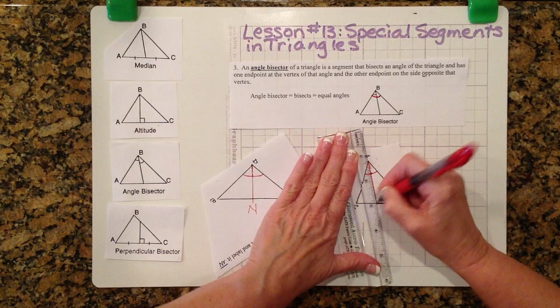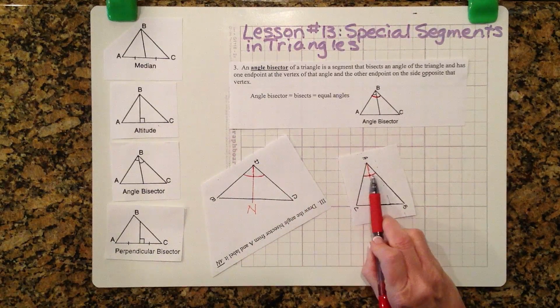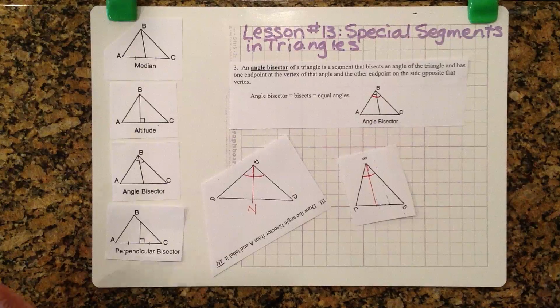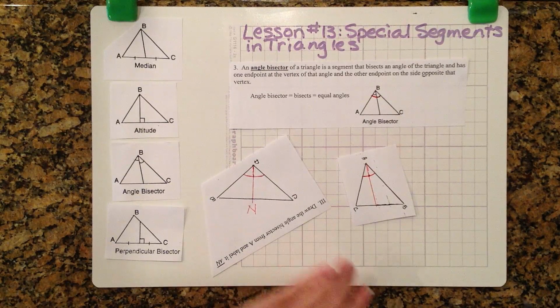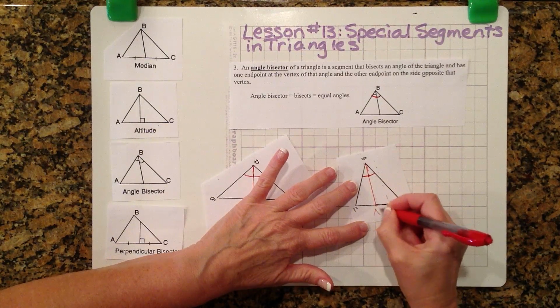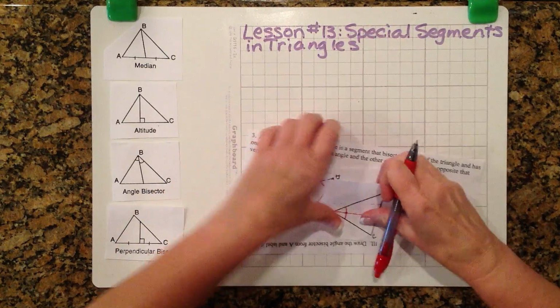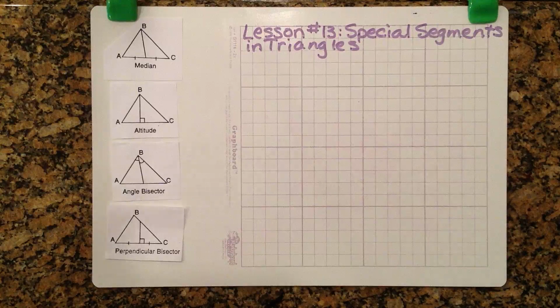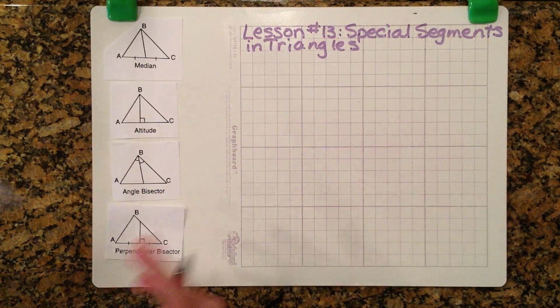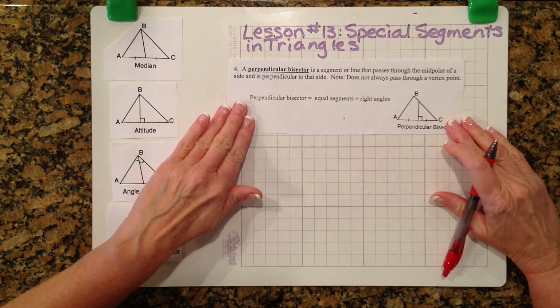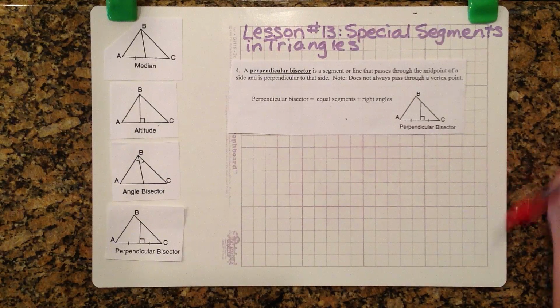All right. As long as it looks like the angle is cut into two equal parts, that's great. And I'm going to call that AN right there. All right, our fourth one is called perpendicular bisector. Okay, and this one has two components to it.